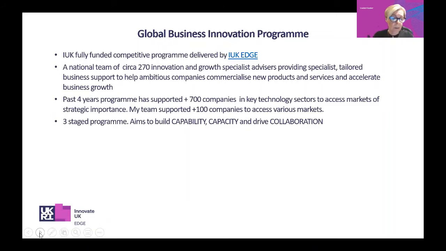And as David referenced, each GBIP targets a particular technology sector and market. What we really try to do is tailor the programme and all of our activities to the needs of the participating companies. Over the last 4 years, my team has supported about 100 companies to access the South Korean market, but overall Innovate UK Edge have, through the Global Business Innovation Programme, supported around 700 companies.